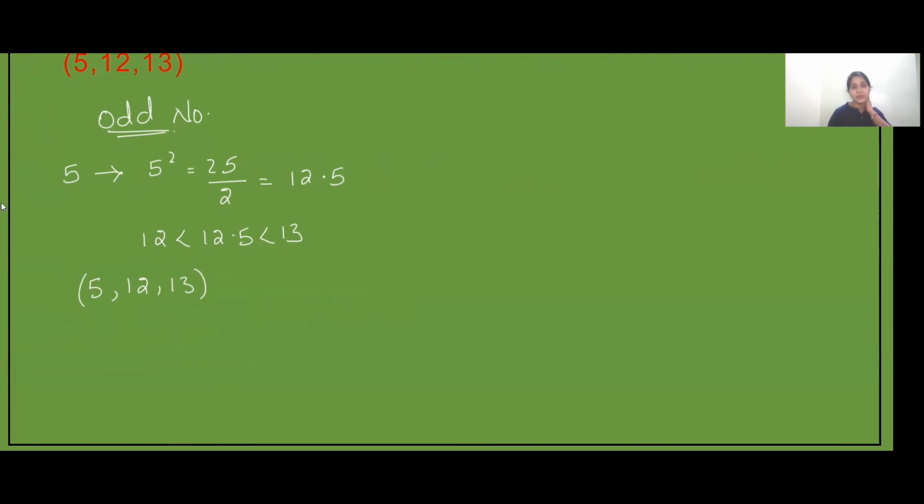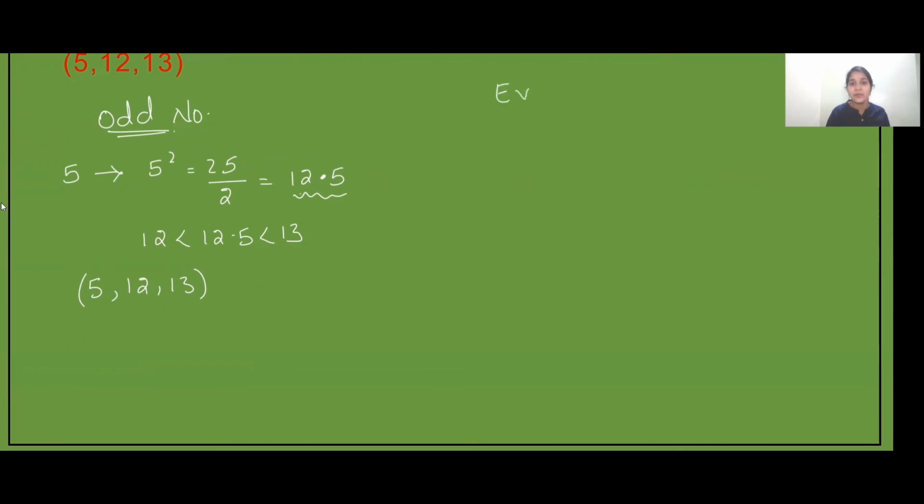So the technique we can follow is: take any odd number, square it, and then divide by 2. You will definitely get the answer in decimal points. We know every number with .5 always lies between two whole numbers. Just take the two whole numbers, the one less than the decimal number and the one greater than the decimal number.